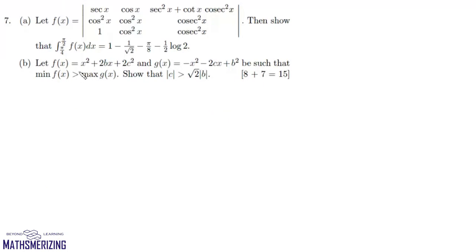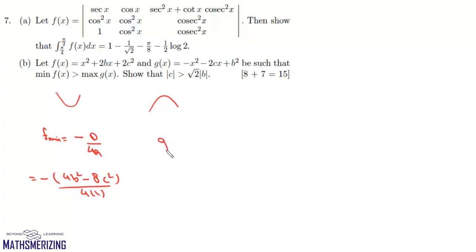Now the second part is, we are given this function f(x) opening upwards and g(x), which is a parabola opening downwards. And we need to find minimum of f(x). Now minimum of f(x) will be given by minus D upon 4a. So it will be minus, and what's D? D in this case is 4b square minus 8c square upon 4 into 1.